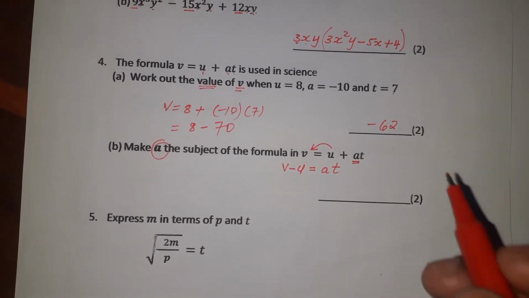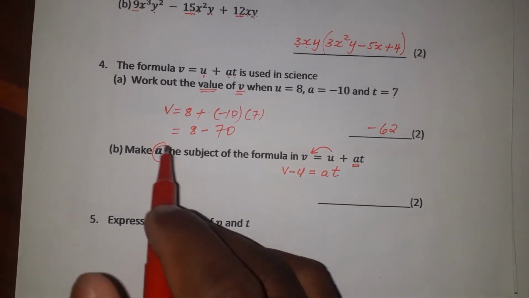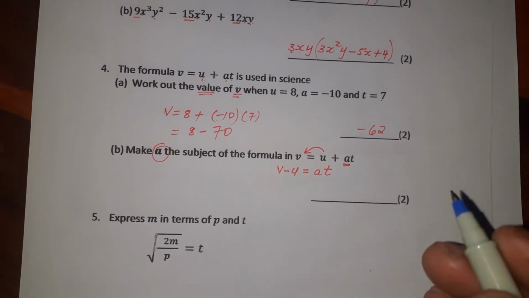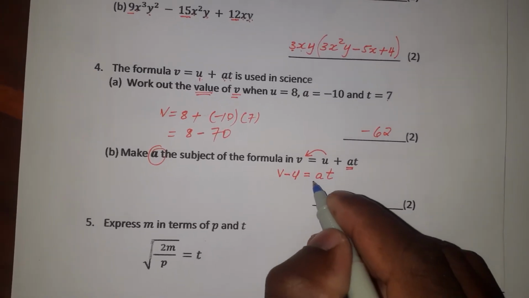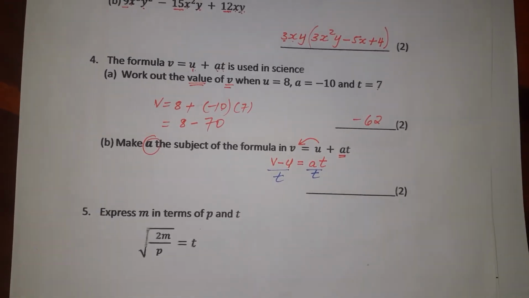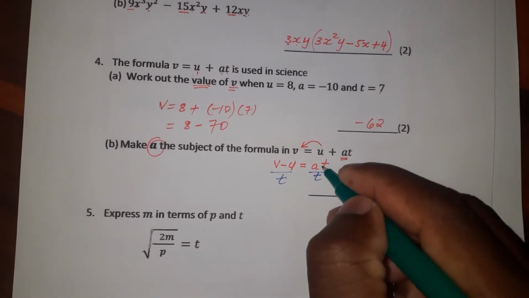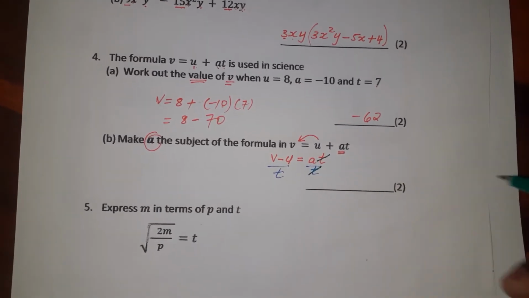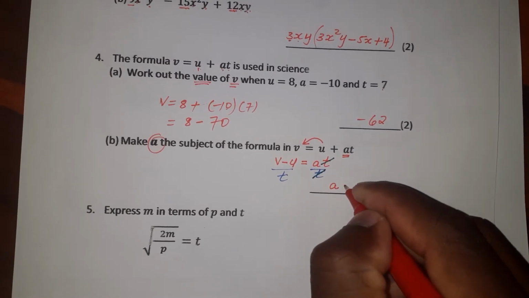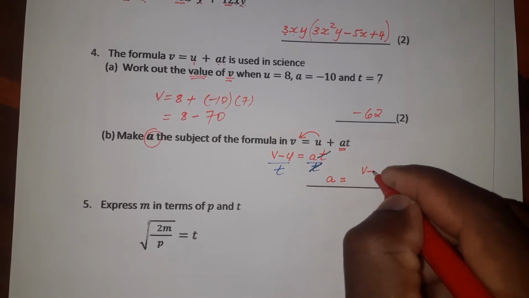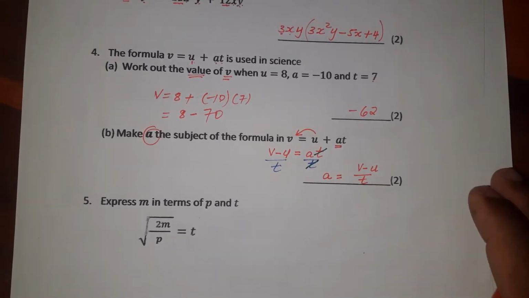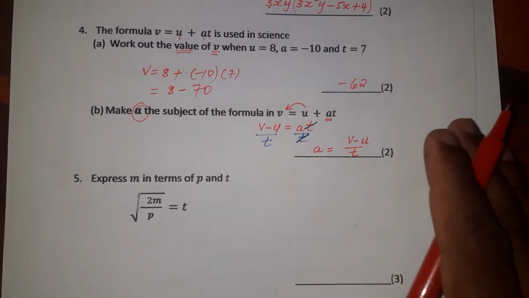Now, our interest is a. The t, we don't want it. Because we don't want the t, we get rid of it by dividing both sides by t, so that the t and the t can cancel. And the final answer is a is equal to v minus u over t. That is the formula for acceleration in physics.